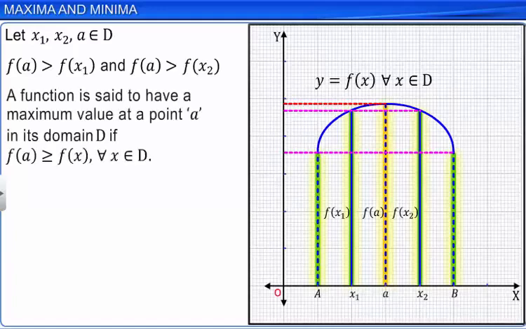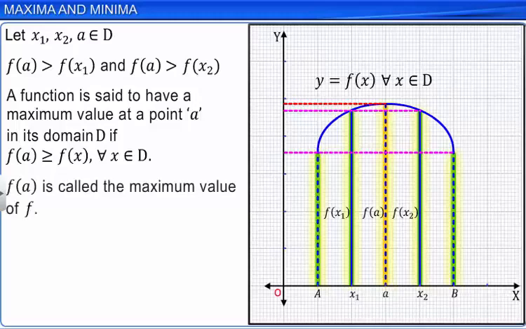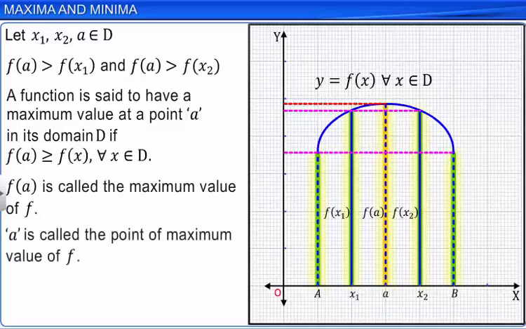Mathematically, a function f is said to have a maximum value at a point A in its domain if the value of the function at that point is greater than or equal to the value of the function at any other point in its domain. The number f of A is called the maximum value of f in D, and point A is called the point of maximum value of f in D.